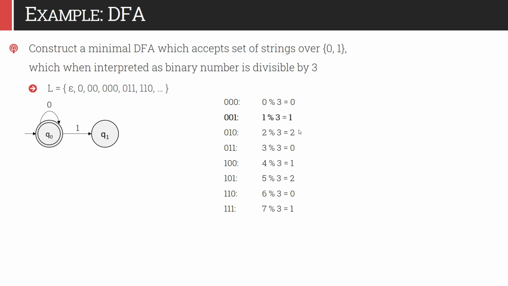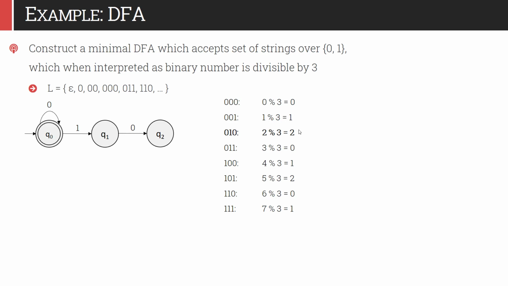From Q1, if we now read 0, then our string would be 1, 0. So from Q0 we are moving to Q1, from Q1 we are moving to Q2. So that string would be 1, 0. 1, 0 is equivalent to decimal 2, and the remainder of 2 with 3 would be 2. So this is how it works.